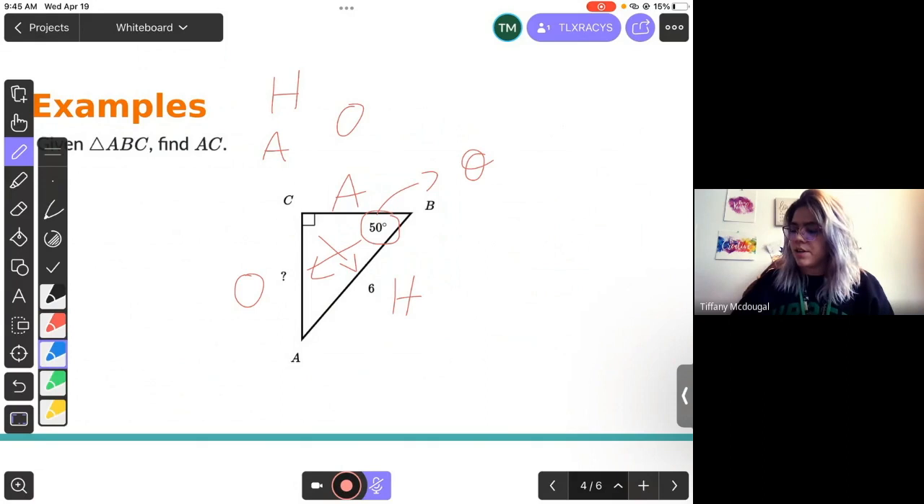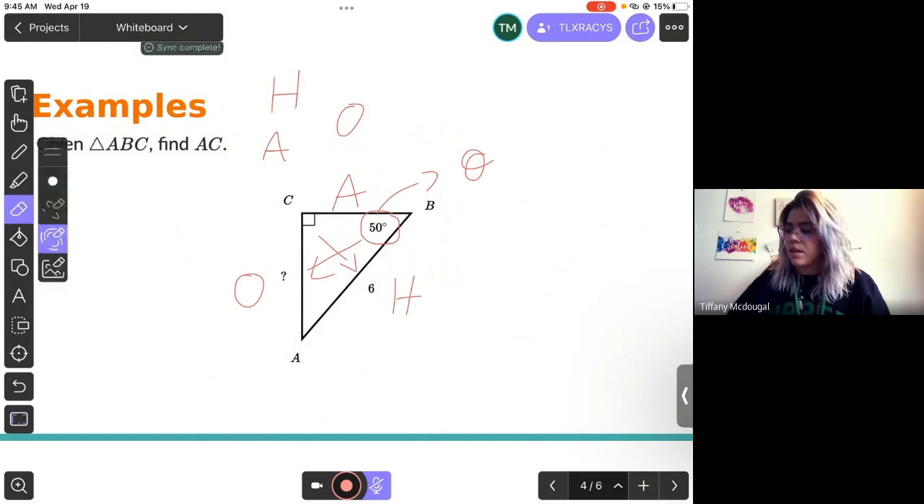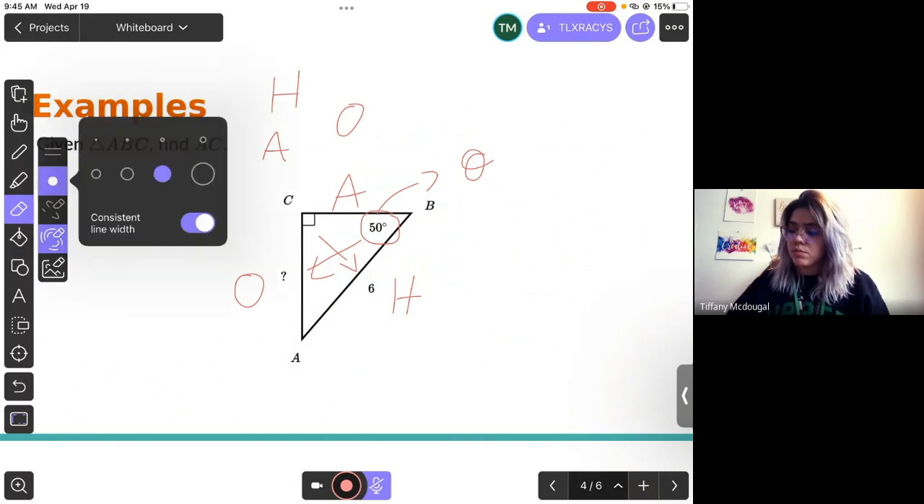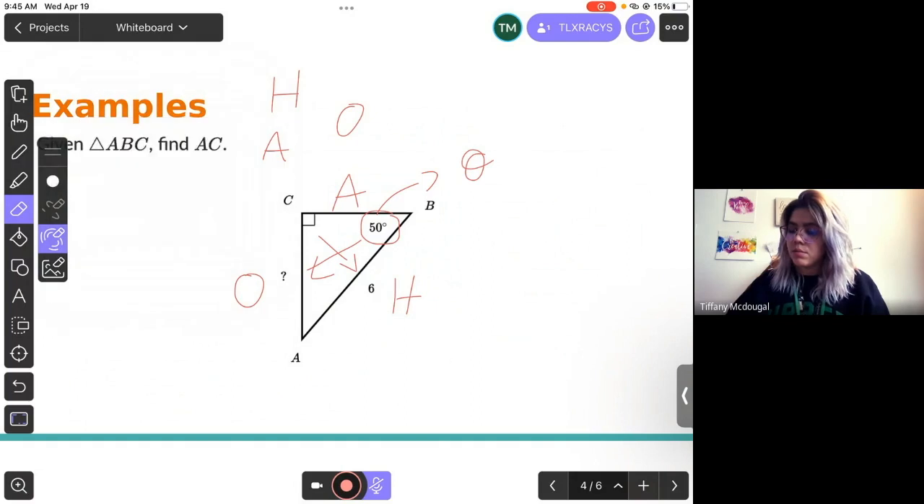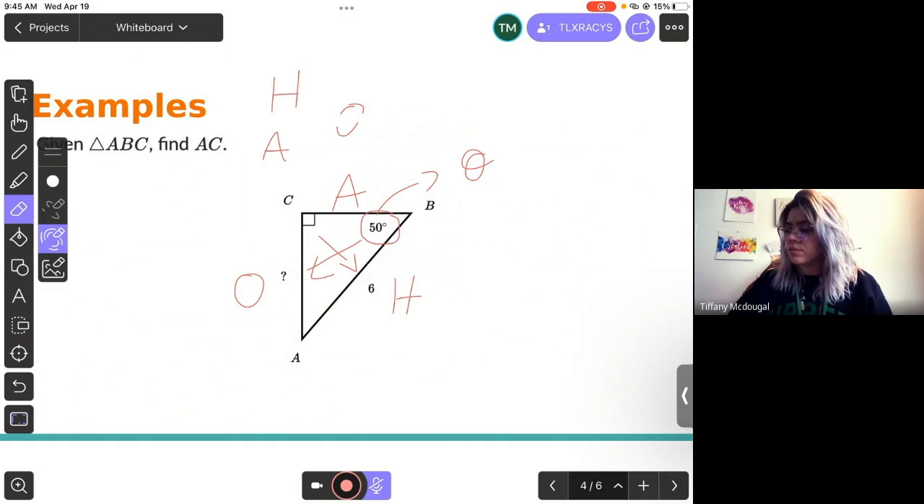All right, let's switch colors here. So now that I have everything labeled, I'm going to use SOHCAHTOA to help me out. And actually what I'm going to do is erase this part right here because I feel like all these letters might get a little confusing. If it'll let me erase. No? Maybe. Interesting. Okay. Guess I'm not erasing. Oh, there we go. Okay.